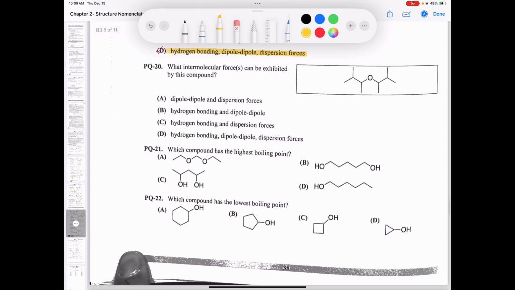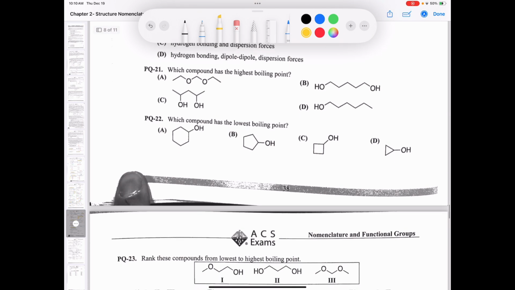Question number 20. What intermolecular forces can be exhibited by this compound? This is an ether, and again, you know the molecular geometry around the oxygen is bent, right? And so we have a dipole going this way, and another one going this way. And so the net dipole is going to be in this direction. And so we have dipole-dipole, and we have dispersion forces as well, because all covalent compounds have dispersion forces. However, even though there's an oxygen in there, the oxygen is only bound to carbon. And so there's no hydrogen bonding in there, and so the answer is going to have to be A.